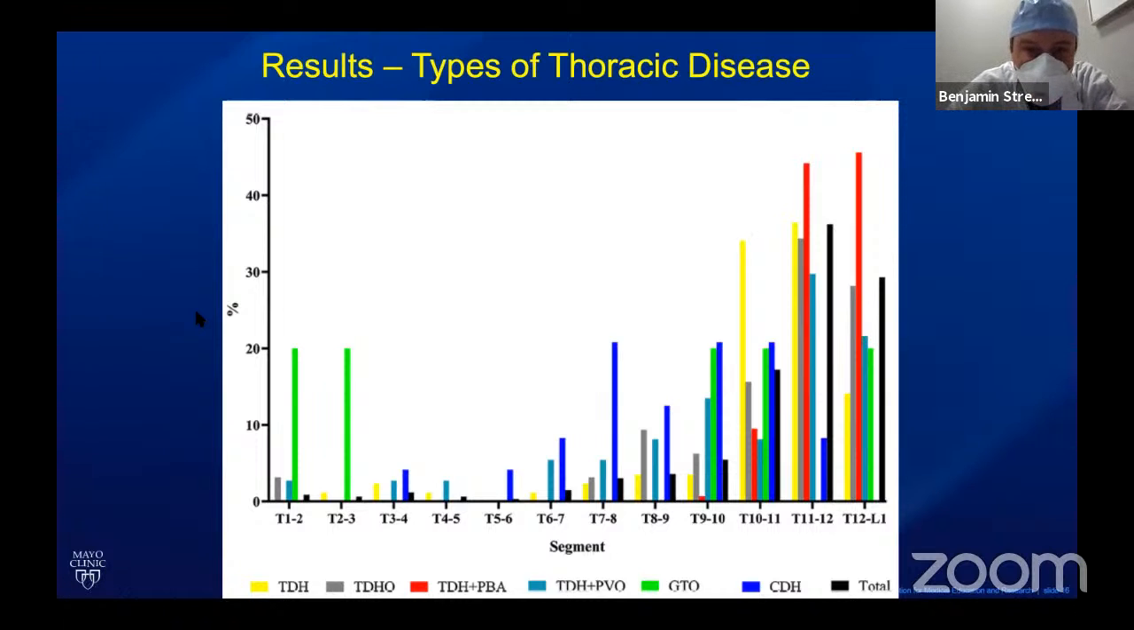This graph essentially is trying to show where in the thoracic spine these disease states existed. You can see the large predominance in the lower thoracic spine near the thoracolumbar junction for all of these disease states. However, they do note several in the upper thoracic and mid-thoracic areas, including for thoracic disc herniations and calcific disc herniations.